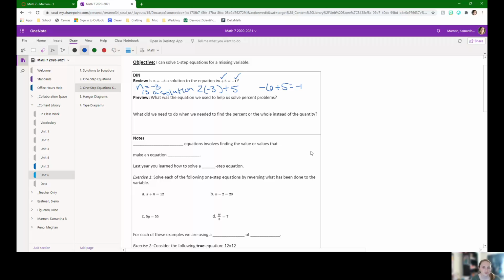For our preview question, what was the equation we used to help us solve percent problems? Pause the video and write that equation down right here. Okay, if you need help remembering, we did quantity equals percent times whole. A lot of the time we were finding the quantity, but sometimes when we needed to find the percent or the whole, what we needed to do is divide on both sides to solve.